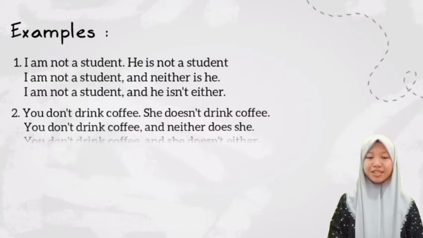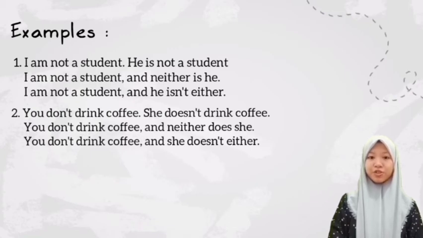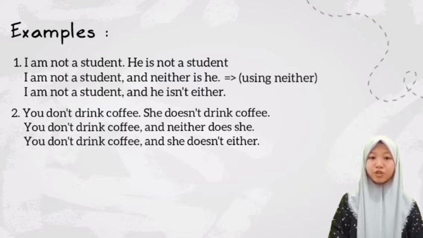Here I have two examples. Each example has two negative sentences. In the first example, I am not a student, he is not a student. By using neither: I am not a student, and remember the formula, plus neither, plus the auxiliary verb of the second sentence, in this sentence is, plus the subject of the second sentence, in this example, he. I am not a student and neither is he.